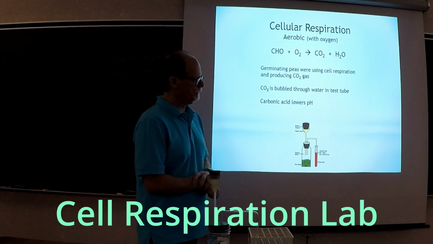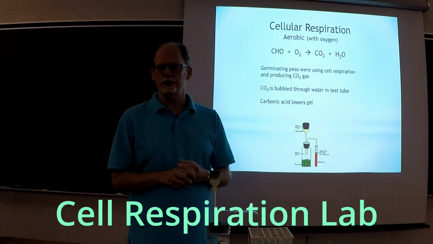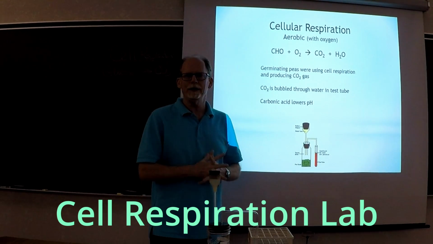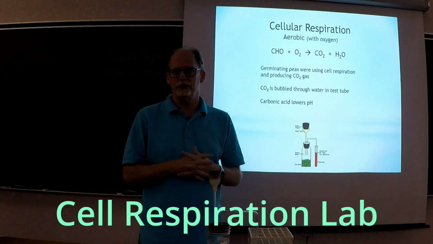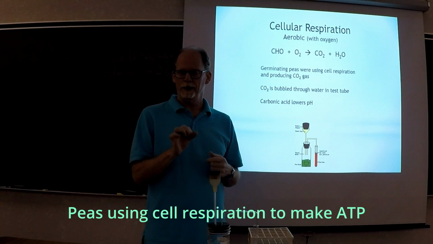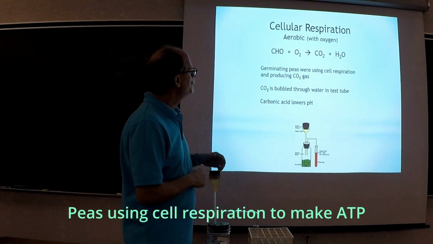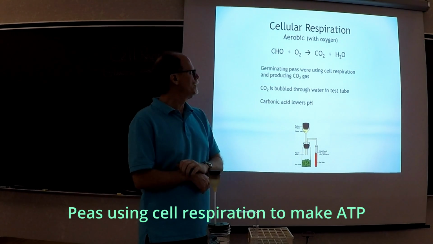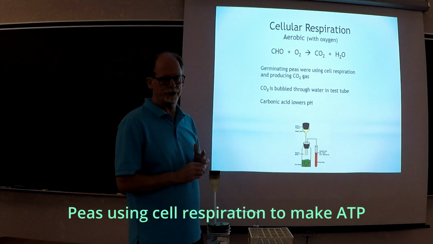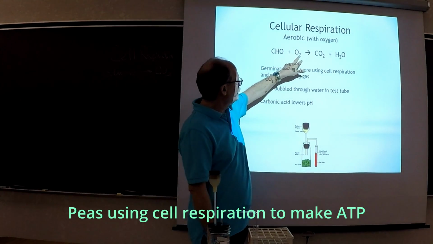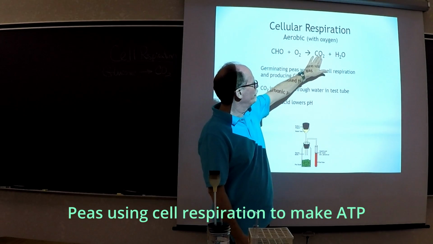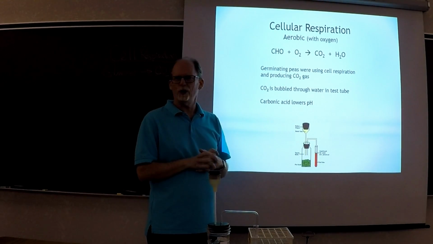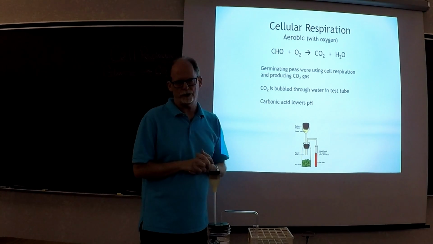Cell respiration, and in order to do that, we're using peas. A germinating pea is using cell respiration, right? It's converting the starch in the pea to glucose, and then the glucose becomes carbon dioxide. So CHO is an acronym for carbohydrate, like the glucose is. During cell respiration, oxygen is needed to convert the sugar to CO2. It produces water, right? So that's the overall reaction for cell respiration.